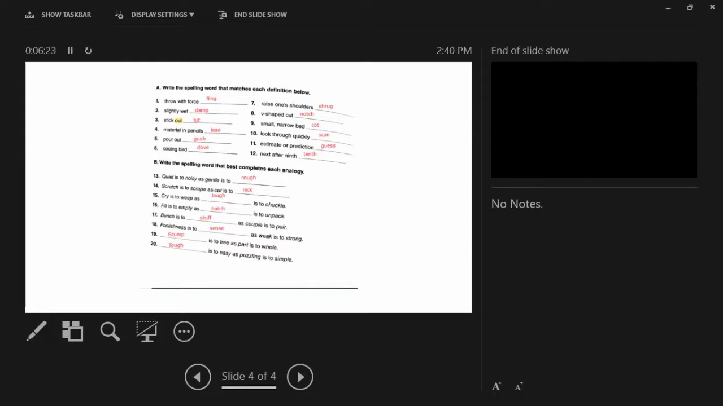Number 19, stump is to tree. Tree is a whole tree, including all parts of a tree, and stump is only a part of a tree. When you cut a tree, the remaining part is called stump, and a part is to whole. Number 20, tough is to easy, tough is hard, difficult, and puzzling is to simple. So puzzling is also difficult, and simple.